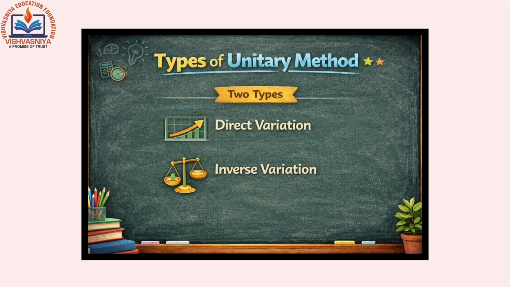The unitary method mainly works in two types of relationships between quantities. The first is direct variation, also called direct proportion. The second is inverse variation, also called inverse proportion. Understanding these two types helps us solve different types of problems correctly.